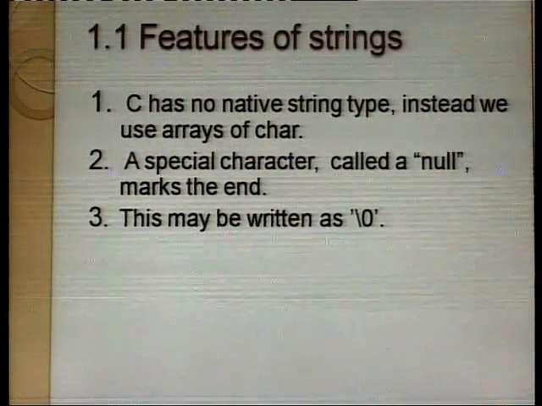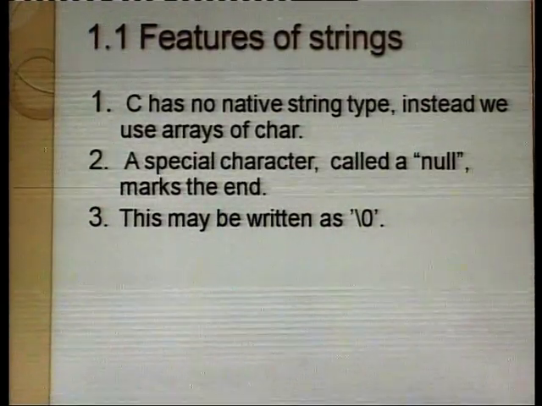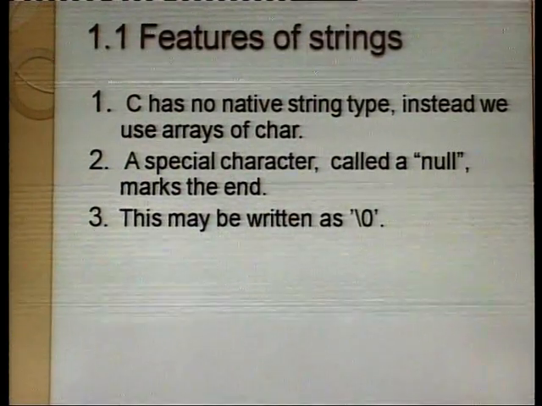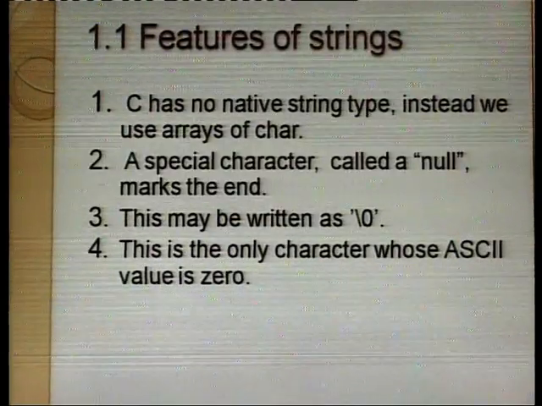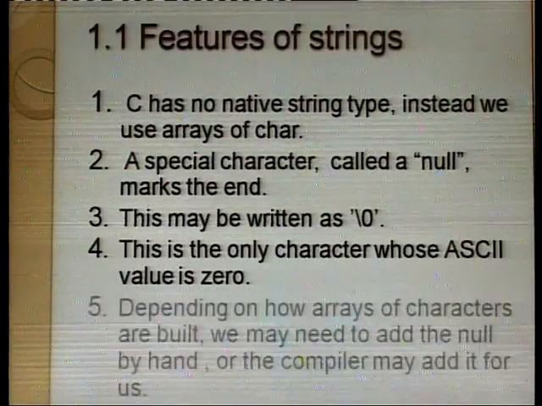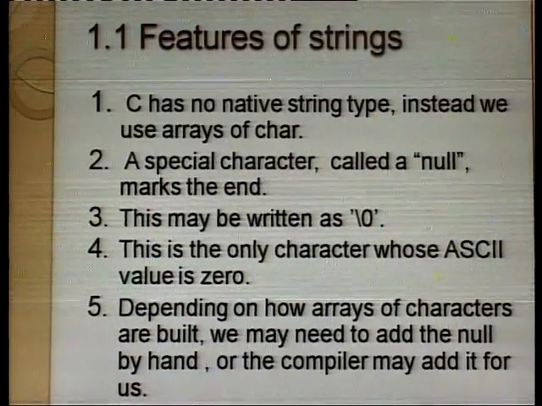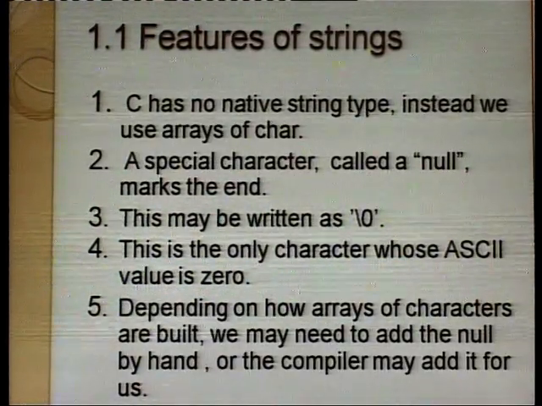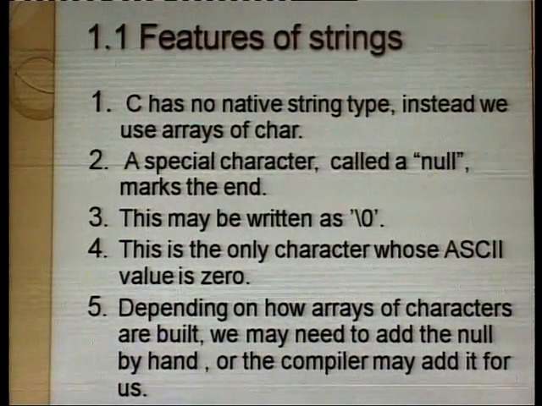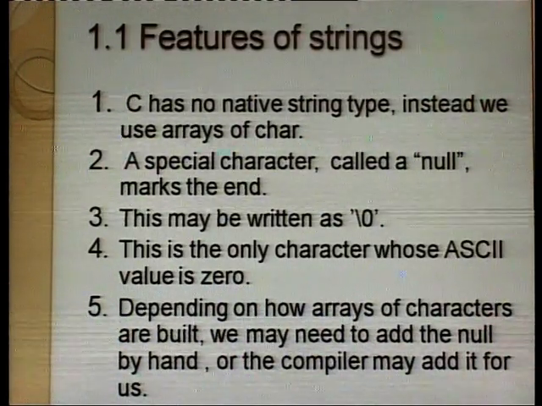In case of ASCII value, \0 has a 0 ASCII value. That means there is no value assigned to that. It just indicates that this is the end of the string variable. Next, this is the only character whose ASCII value is 0. And depending on how arrays of characters are built, how we declare arrays of characters, we may need to add the null character by hand: either the user can enter the null character or the compiler may add it for us.